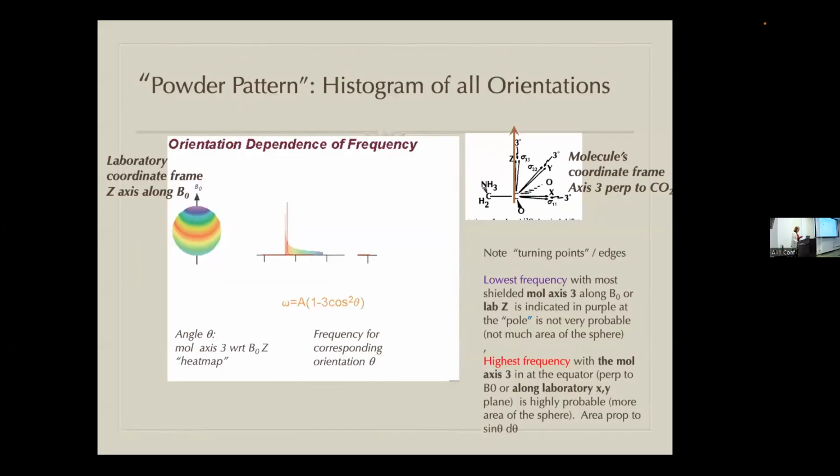Just say that again. The highest frequency comes when you take that same molecular axis, but instead of putting it along the pole, you put it in the equator. So axis 3 gets placed in the equator. That means that theta is 90 degrees, and there's a lot of space at the equator. So when you go to these orange-yellow frequencies, you get a nice tall peak. This is a powder pattern, named after the person who first wrote the equation for that line shape.